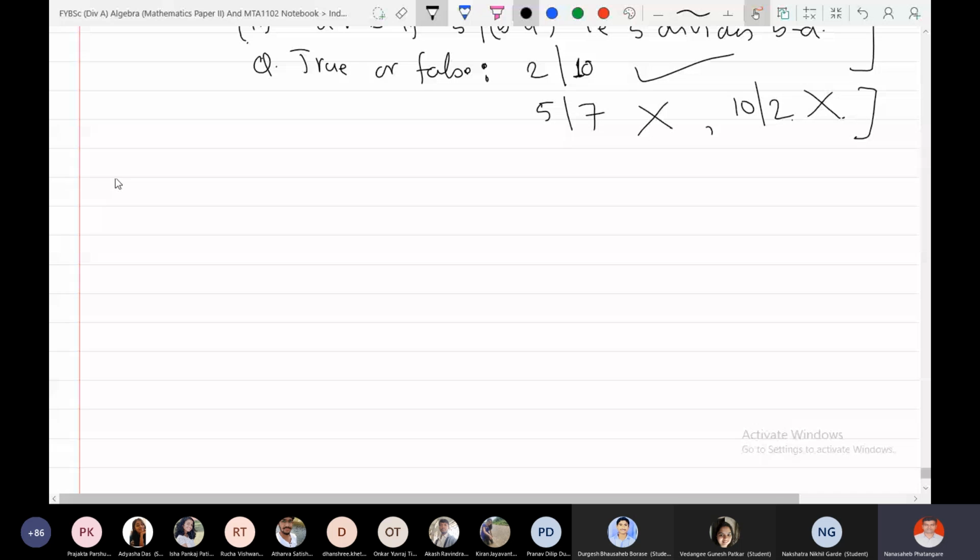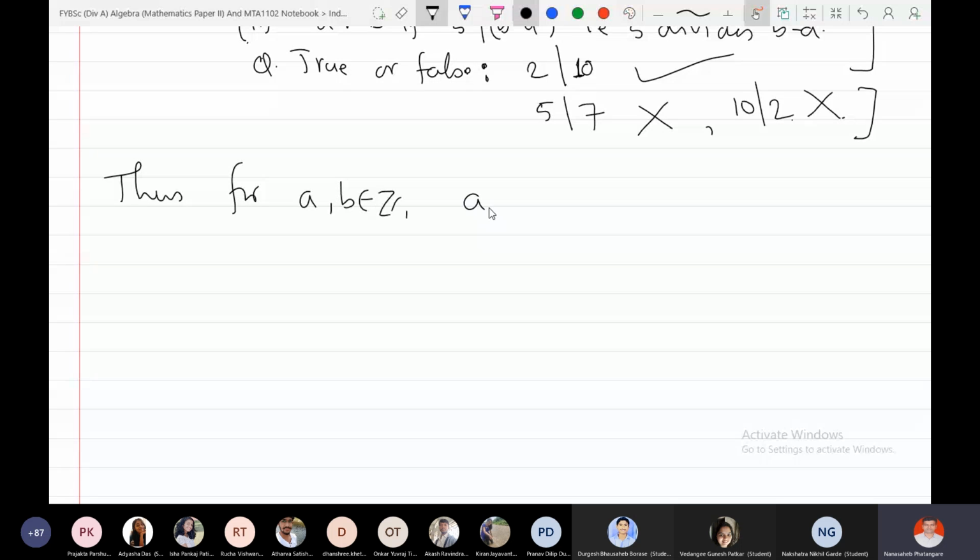Now go back to our relation. What is our relation? For a, b belonging to the integers, a is related to b if 5 divides b minus a. This is our relation. So now the definition of relation is clear. Yes, sir. Very good.